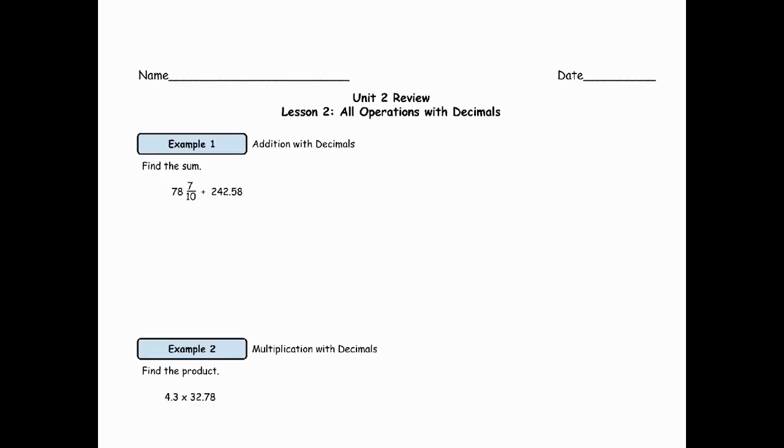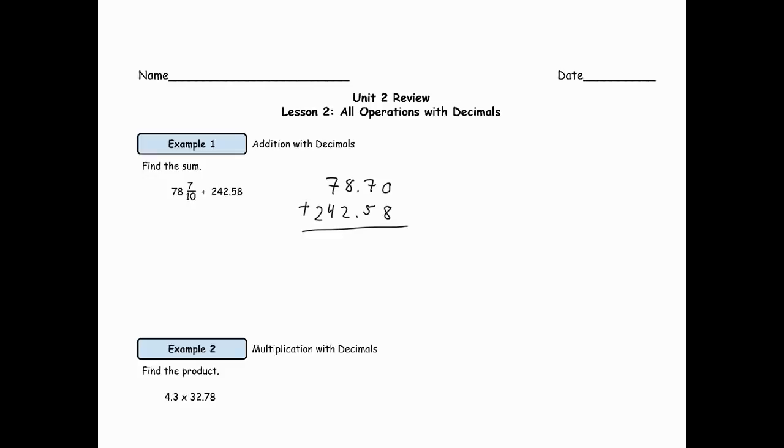Now, in order to complete this problem, we either have to convert 7/10 to a decimal or convert 58/100 to a fraction. Either way would work, but in this case, I think we'll convert 7/10 to a decimal. 78 and 7/10 plus 242 and 58/100. Recognize how we line up the decimals when we're adding. Some people like to add a 0 here.